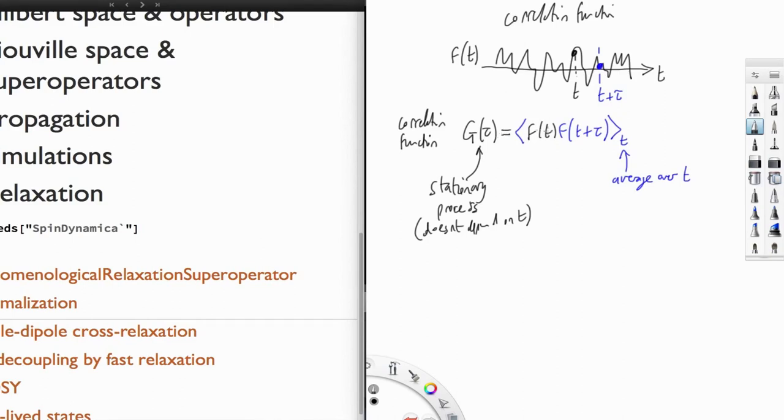Now, if you think about this correlation function, the point here is that if the two time points, the black one and the blue one, are always very close to each other, then these two values will always be very similar. So then this average will be large. So we have that g of tau in general decays with time.